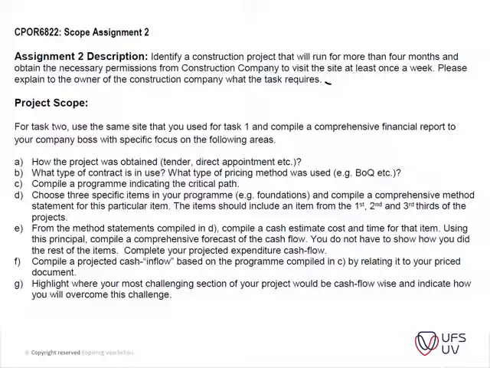So that's a guideline, like I just said, and compile a comprehensive financial report to your company boss with the specific focus of the following areas. Okay, so how was the project obtained? Was it a tender? Was it a direct appointment? Was there negotiations that happened? I really want the ins and outs of it.